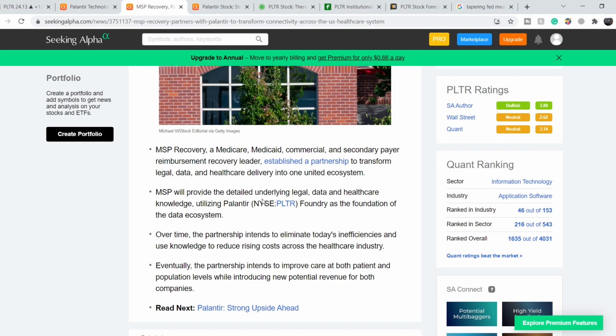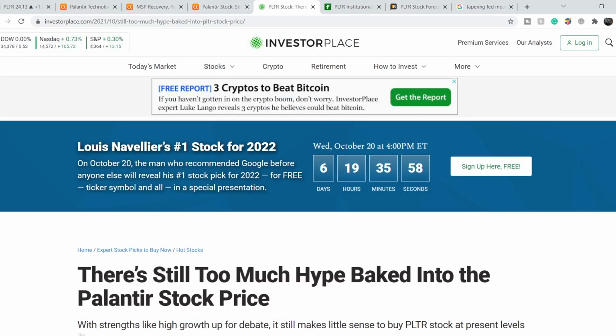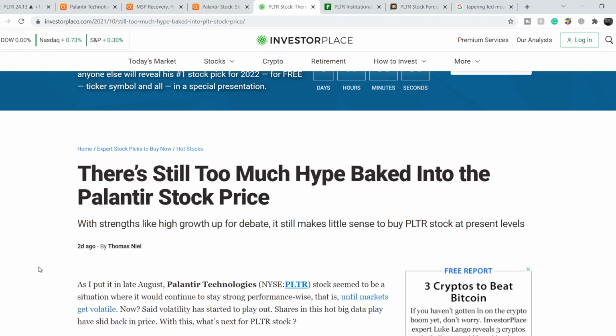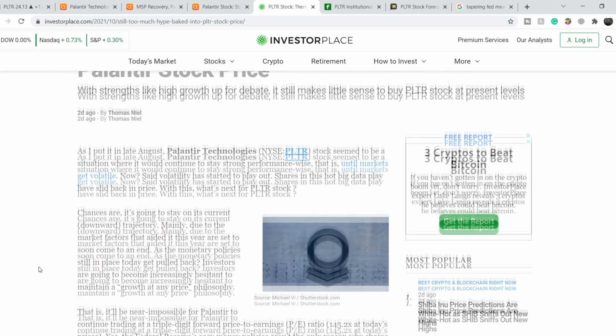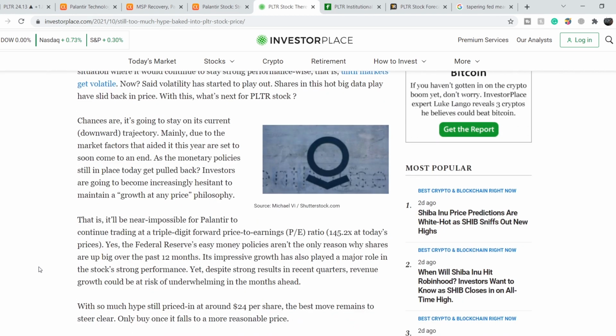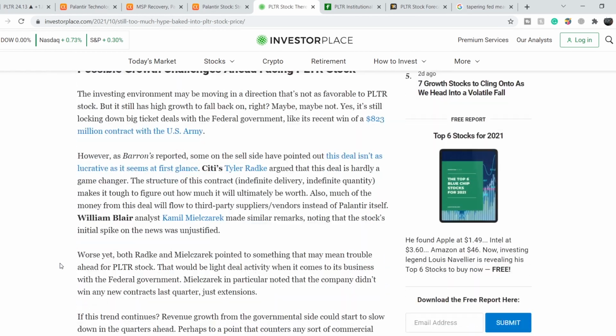So, let me show you another news. We are on investorplace.com and this article was published 2 days ago. It's titled "There is still too much hype baked into the Palantir stock price." And I have to say that this article is really bearish on Palantir, and the main concern about this company is their forward price to earnings ratio of 145.2x at today's prices.